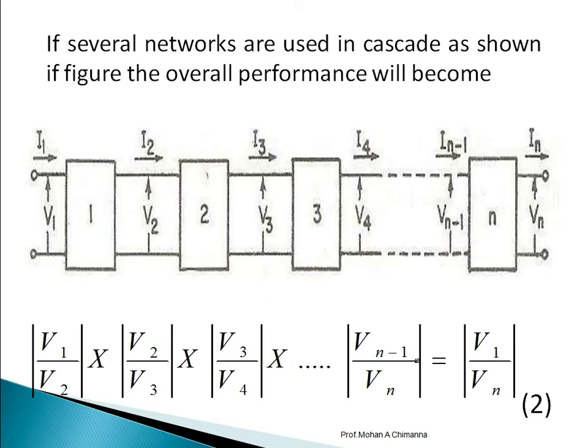If several networks are used in cascade as shown in the figure, the overall performance becomes as follows. Vn is the total voltage applied across it, In is the total current flowing through the circuit, and n stands for the number of networks. Then we multiply all the terms: V1 by V2 into V2 by V3 into V3 by V4, up to V(n-1) upon Vn, which is equal to V1 upon Vn. This is equation number 2, representing the overall performance of the network.